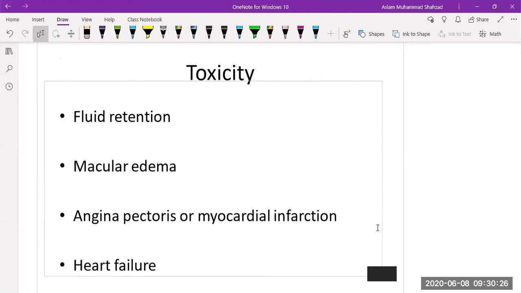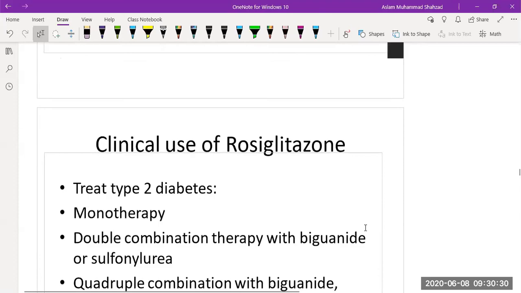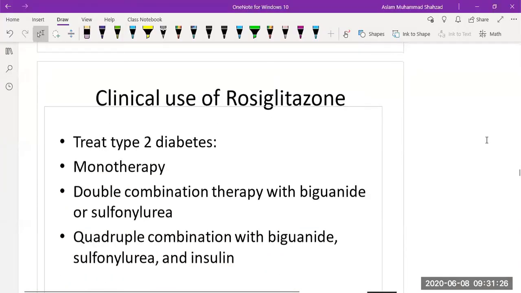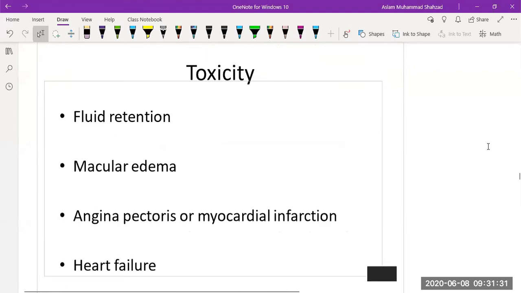So that is a very important and tricky question. Why heart failure with the use of rosiglitazone? The answer lies inside actually. If you take a look at the toxicity, why heart failure occurs, we know that there will be an increase of fluid retention. We know that there will be macular edema. So if there is more edema, then the edema is responsible for myocardial infarction or heart failure. So if you need to memorize them.